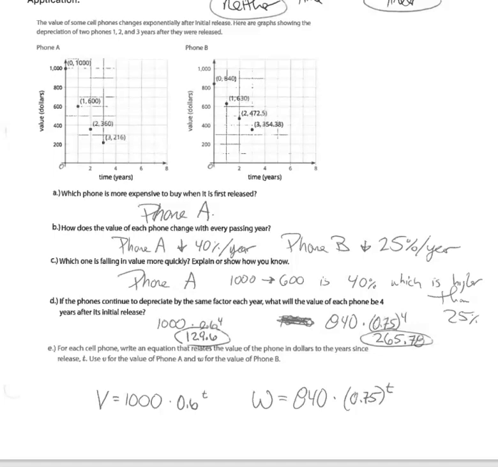So I came up with the equation, which we know is just going to be the original amount times (1 minus r) to the x, or in this case, to the t.